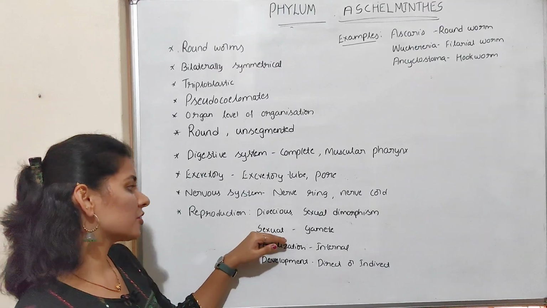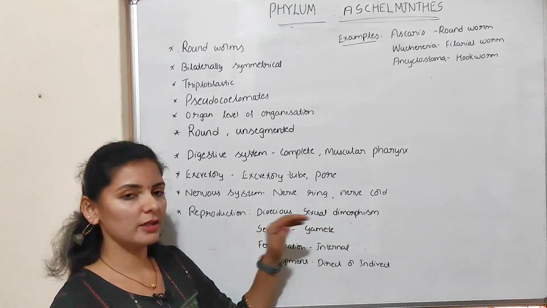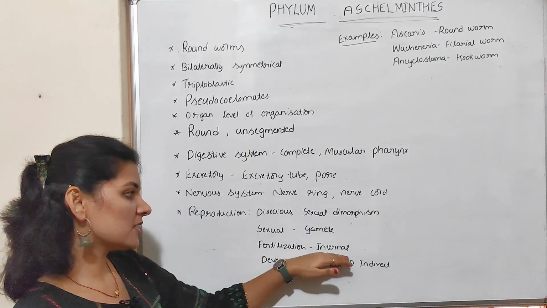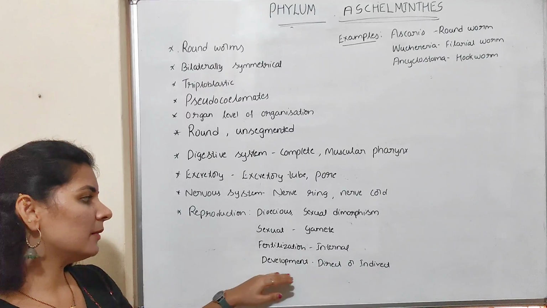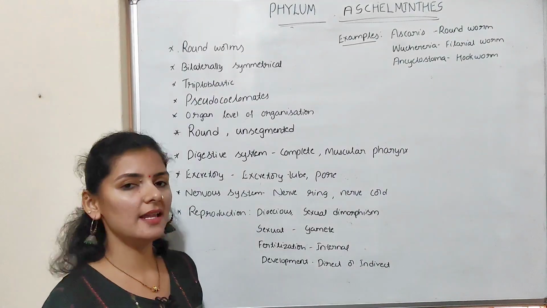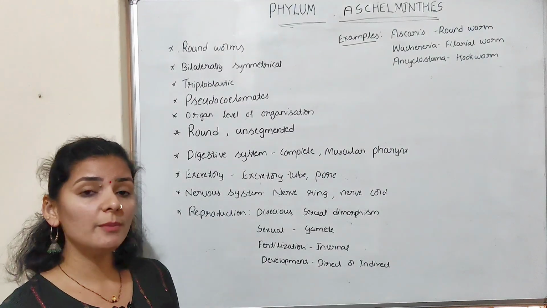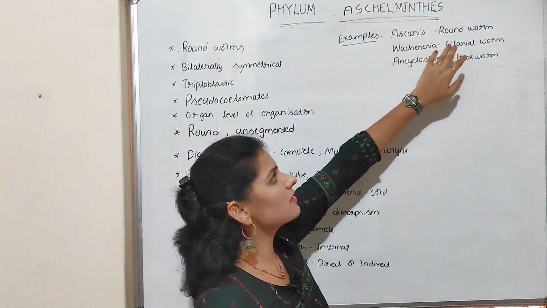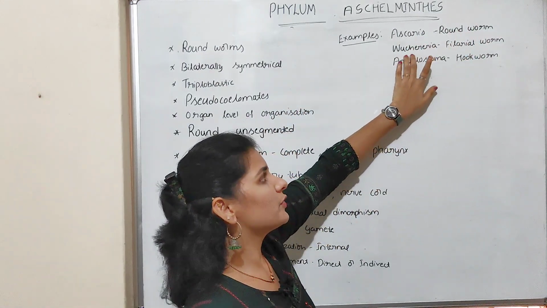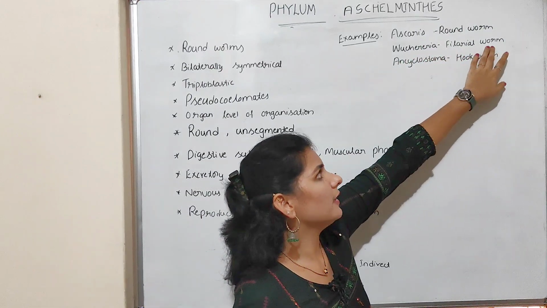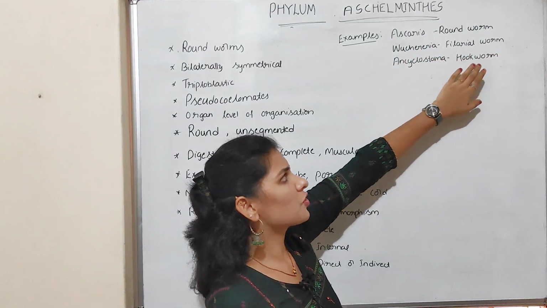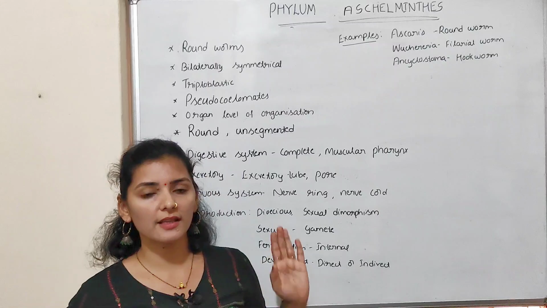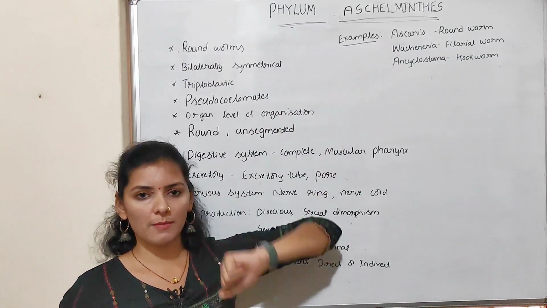The type of reproduction is sexual reproduction by the formation of gametes. Fertilization is internal in this organism and development is direct in some species and indirect in some other species. If we talk about examples of Phylum Aschelminthes, the main examples are Ascaris, which is commonly called roundworm, Wuchereria, which is commonly called filarial worm, and Ancylostoma, which is commonly called hookworm. These are the important examples of Phylum Aschelminthes.